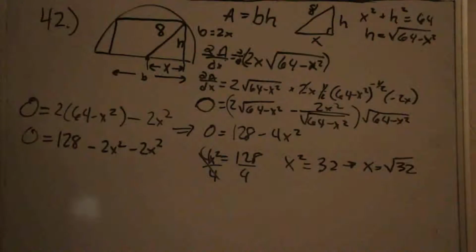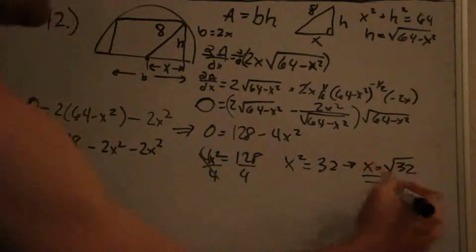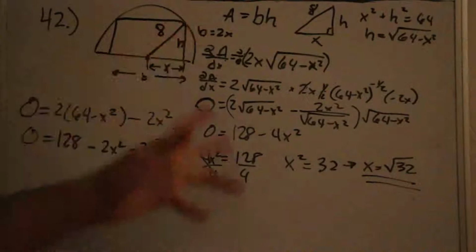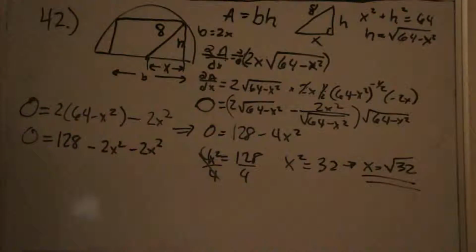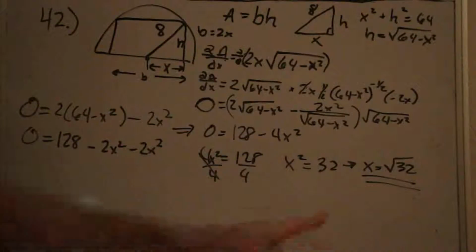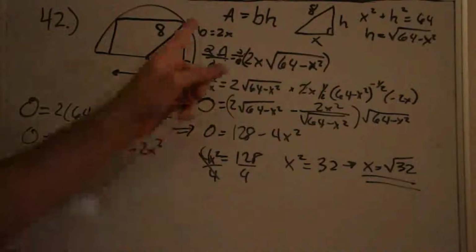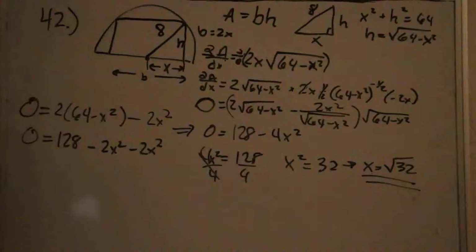Okay, cool. Well, I have x, but remember, I'm interested in the area. So I solved for my variable, right? x equals radical 32 when my area is at a maximum. So now I have to plug this back into my area equation, remembering that b equals 2x.